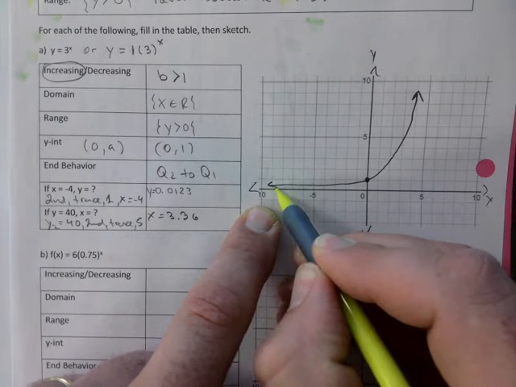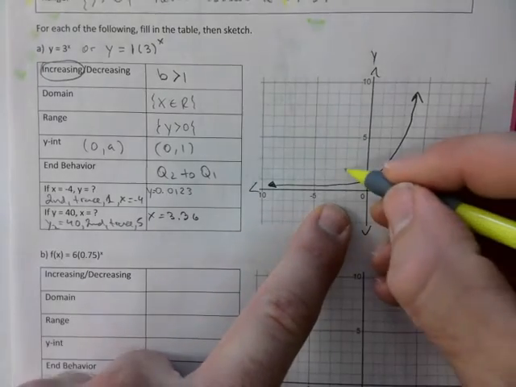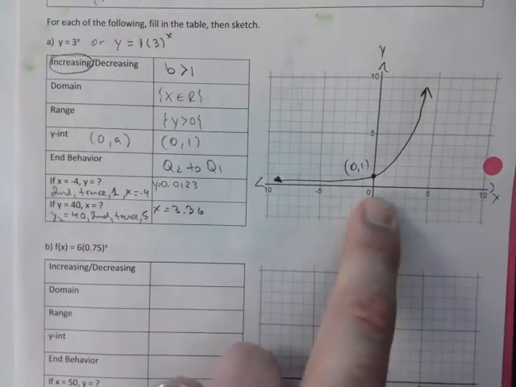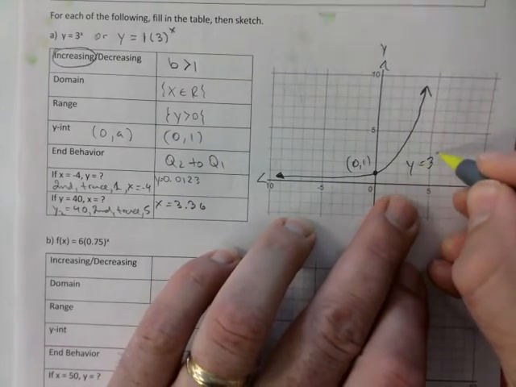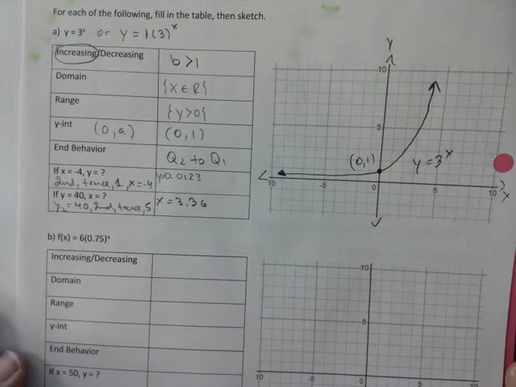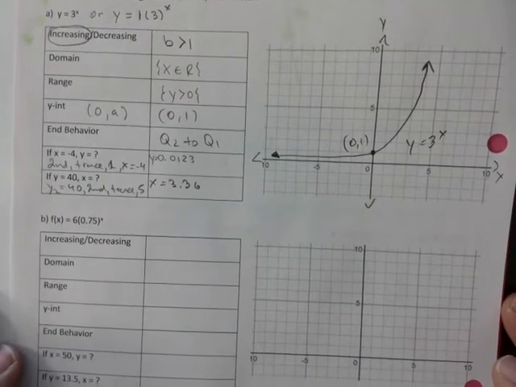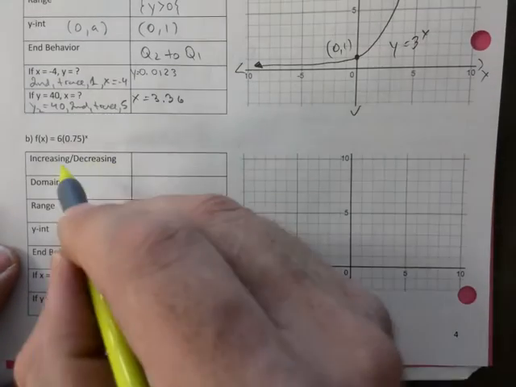I will tell you sometimes we will be a bit more specific with the points, but (0, 1) is a must to have on there. So this is y is equal to 3 to the power of x. I won't do them all, just so you know. I will just do a couple. The rest you can probably do for homework.